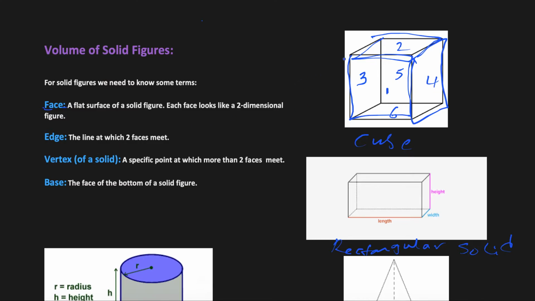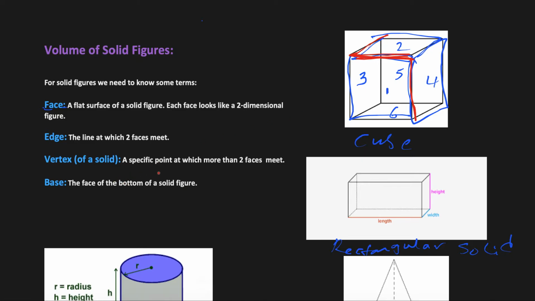An edge is nothing but lines. Let me change my color and look at this. So edge is nothing but lines that connect two faces. This line connects face 1 and face 2. This line connects face 1 and face 4. This line connects face 2 and face 3. So edge is nothing but a line that connects two faces.